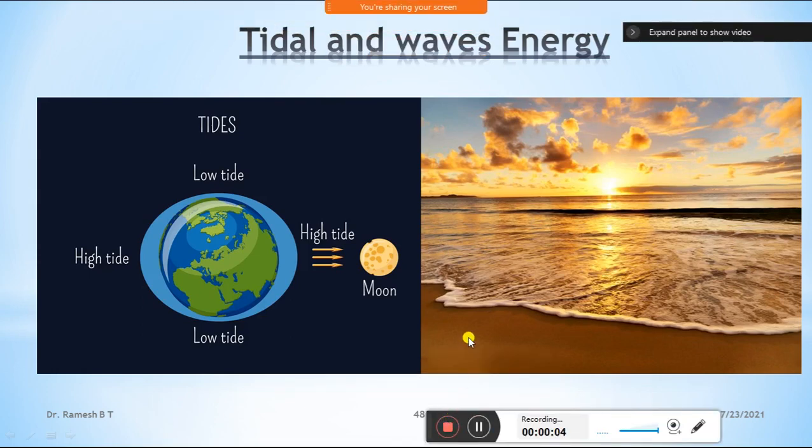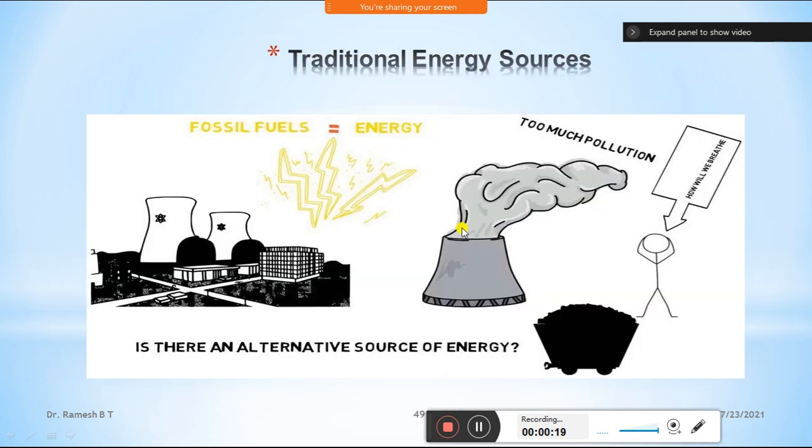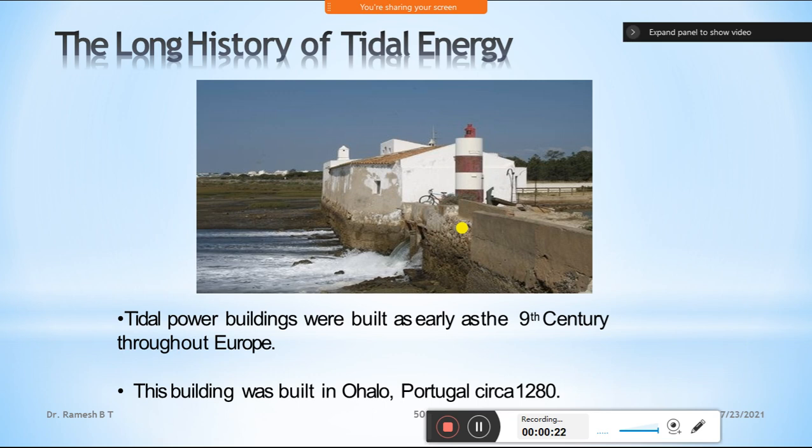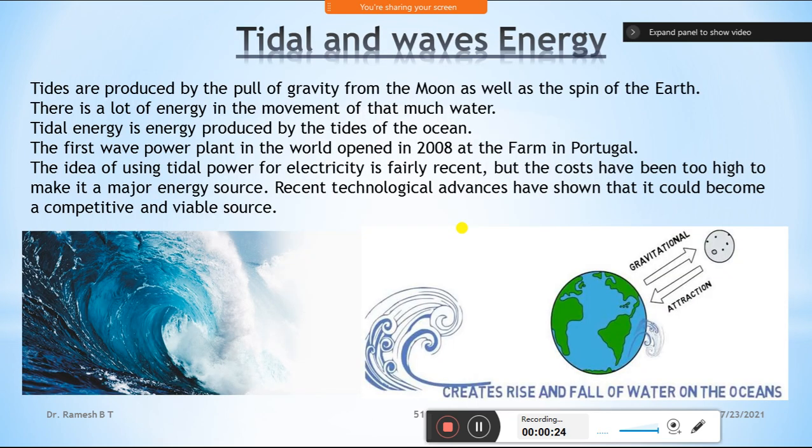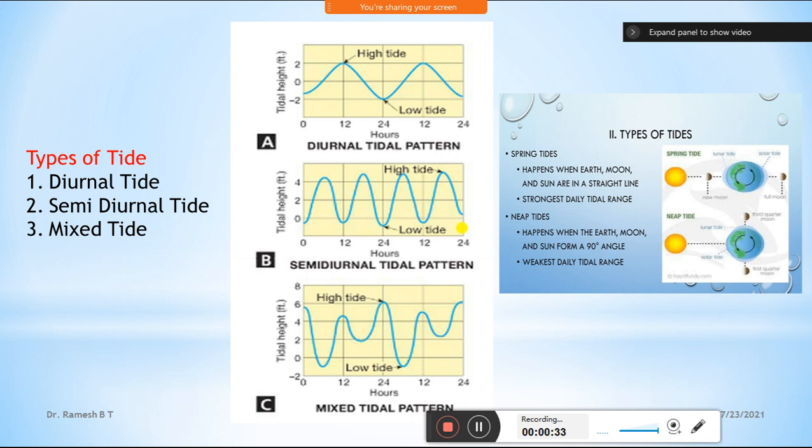Very good afternoon. In our last class, we started the second part of your fourth module called tidal and wave energy, and we discussed what is meant by tidal energy and wave energy, a brief history of tidal energy, how tidal energy as well as wave energy are formed, and how they are different.